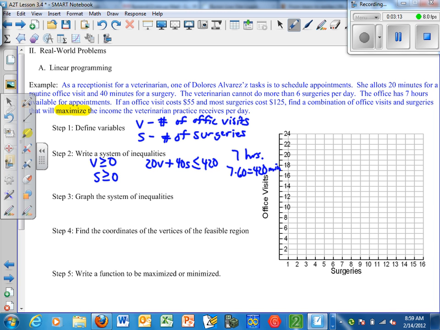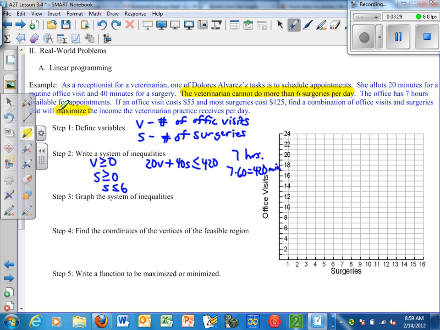And we also know one other thing, that the number of surgeries has to be less than or equal to 6. If you remember back up in the problem, the vet cannot do more than 6 surgeries per day. That means the number of surgeries has to be less than or equal to 6.